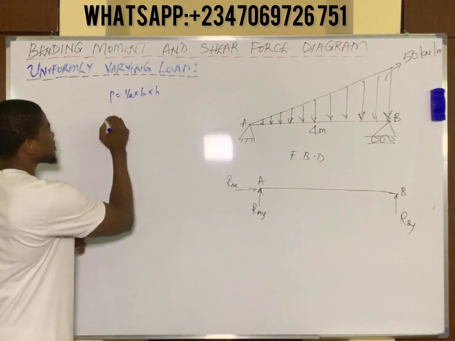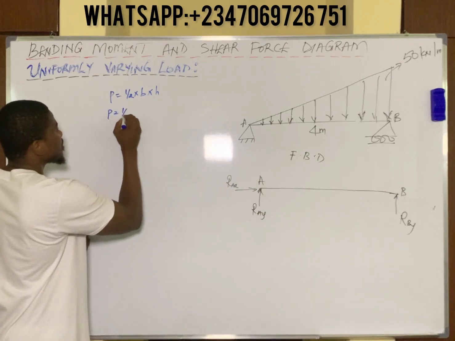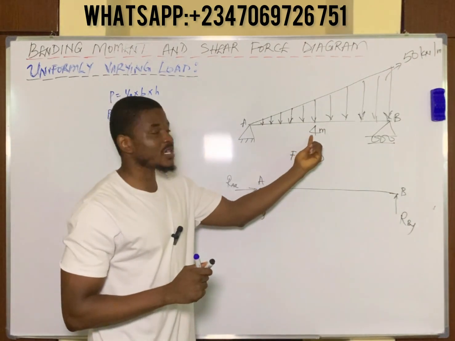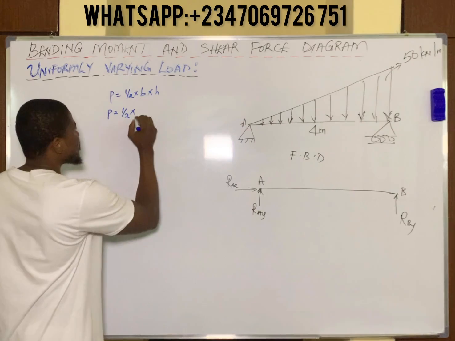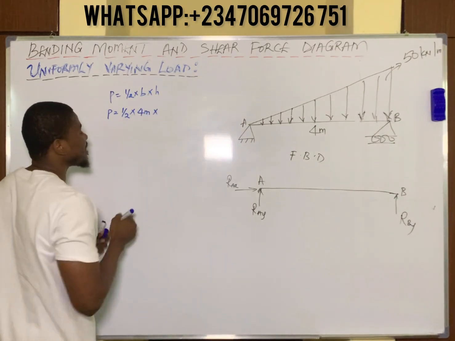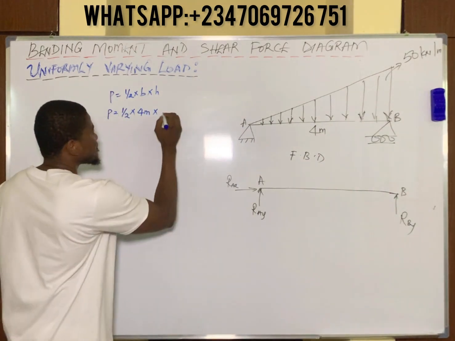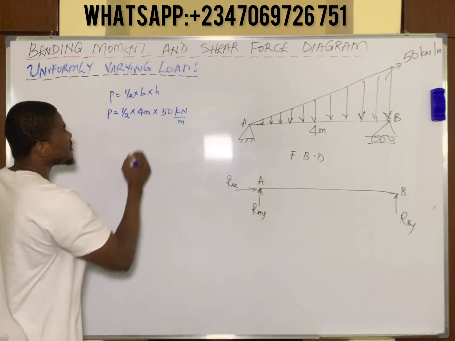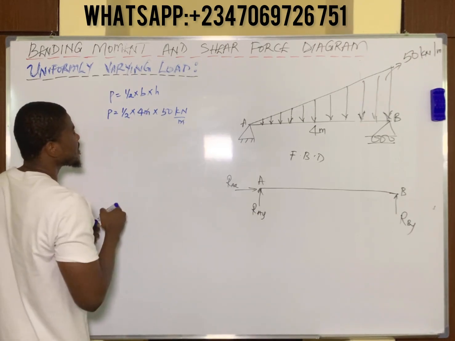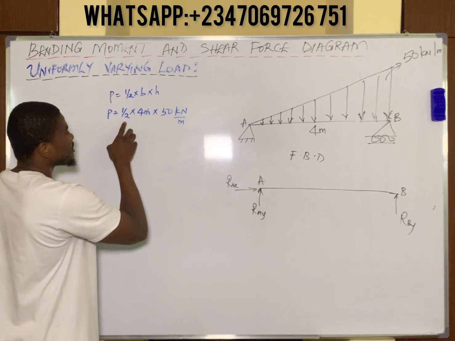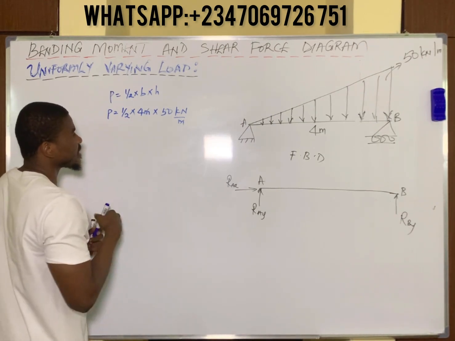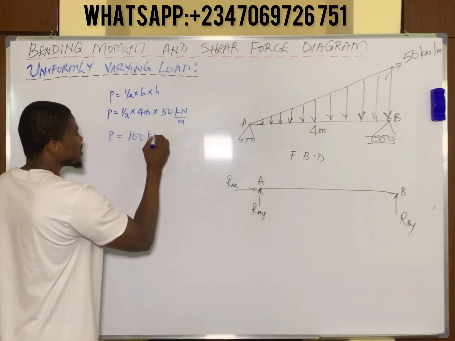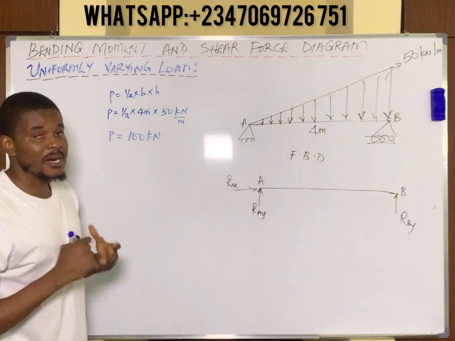So this means now that the point load is going to be equal to 1 over 2 multiplied by the base, which is the length occupied by the UVL, in this case 4 meters, multiplied by the maximum load, 50 kilonewtons per meter. So if you observe, this meters cancels this meters, therefore the load now becomes half times 4, which is 2. 2 times 50 kilonewtons is simply 100 kilonewtons. So you have your load to be 100 kilonewtons. So this becomes our point load.